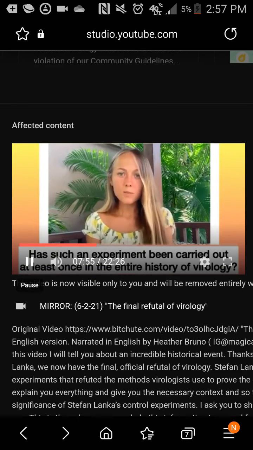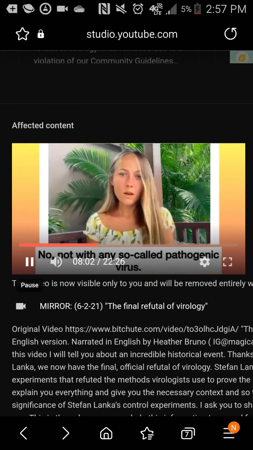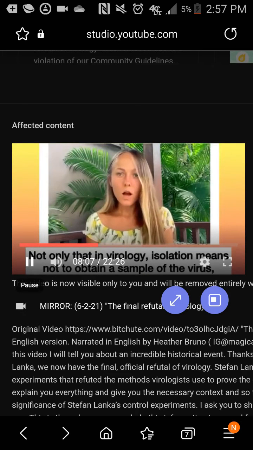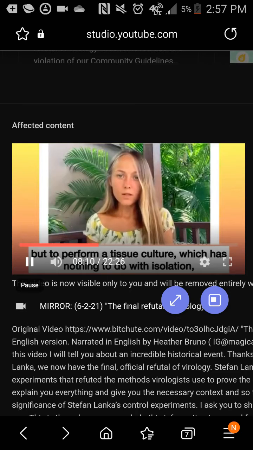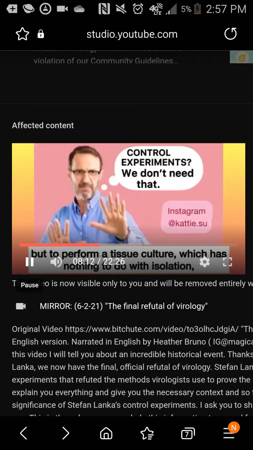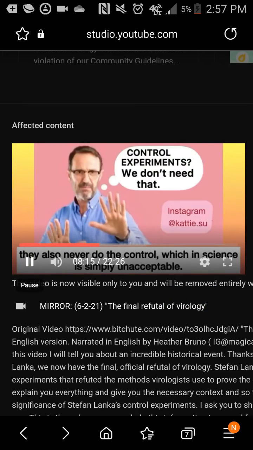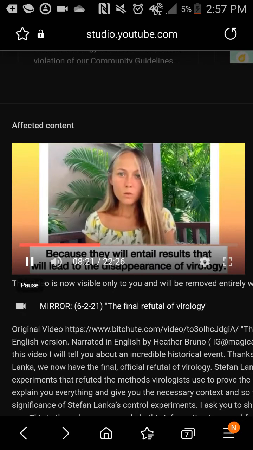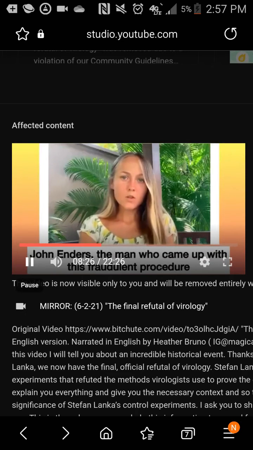Has such an experiment been carried out at least once in the entire history of virology? No, not with any so-called pathogenic virus. Not only that, in virology, isolation means not to obtain a sample of the virus, but to perform a tissue culture, which has nothing to do with isolation. They also never do the control, which in science is simply unacceptable. Why are the control experiments never done in virology? Because they would entail a result that would lead to the disappearance of virology.